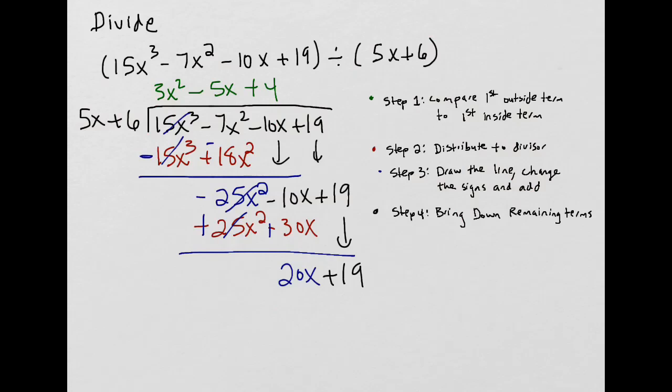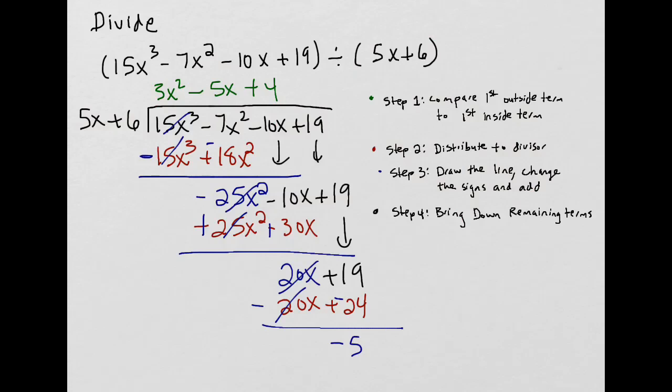Now I'm on step 2. So distribute this 4 to both terms in my divisor. So 4 times 5x is 20x. 4 times 6 is positive 24. I'm on step 3 then: draw the line, change the signs, and add. So if I do that, 20x and negative 20x becomes 0. 19 and negative 24 is negative 5.